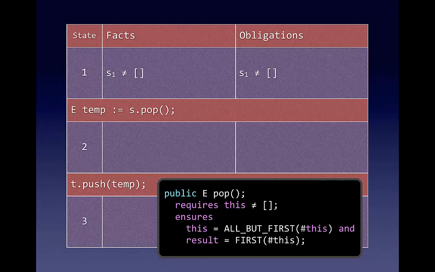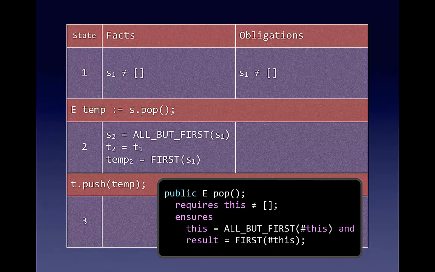Okay, provided we can prove that obligation, we're guaranteed that the postcondition will hold after the call. In this case, that means that the new value of s in state 2 is going to be a sequence just like s in state 1, but without the first element. The first element will be returned and stored in the temp variable. So the facts in state 2 are going to look like this.